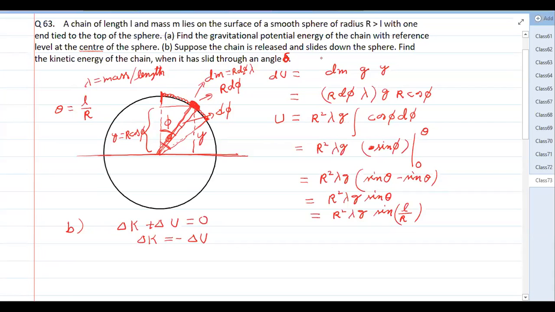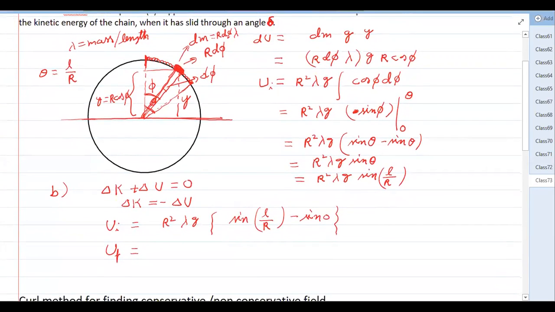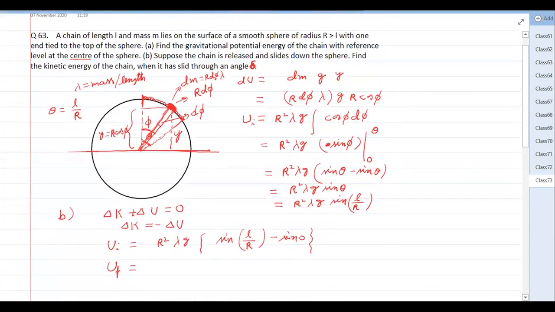If it has slid by delta, then the new potential energy, this was the initial, and the final potential energy. The initial was R square lambda G sine L by R minus sine 0. Now for the final potential energy, the only thing we need to do, while putting the integration sign, is use a different integration limit.